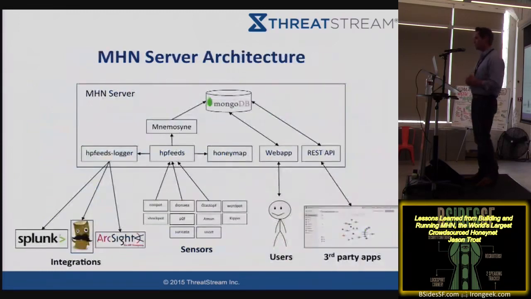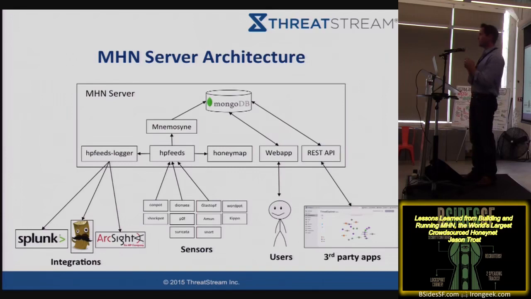Okay, so here's the architecture for what MHN looks like. The top section of this diagram is the MHN server. So this is what you would deploy on your network. The bottom section are the other components, starting at the bottom with the sensors. So for example, we have Conpot, Dionaea, and all the other sensors I mentioned before. Those are sitting on your network, collecting data, and shipping it back to the MHN server using HPFeeds.